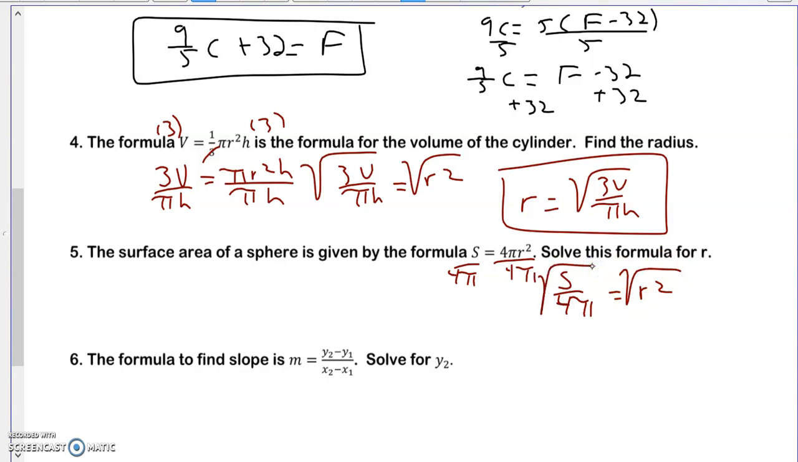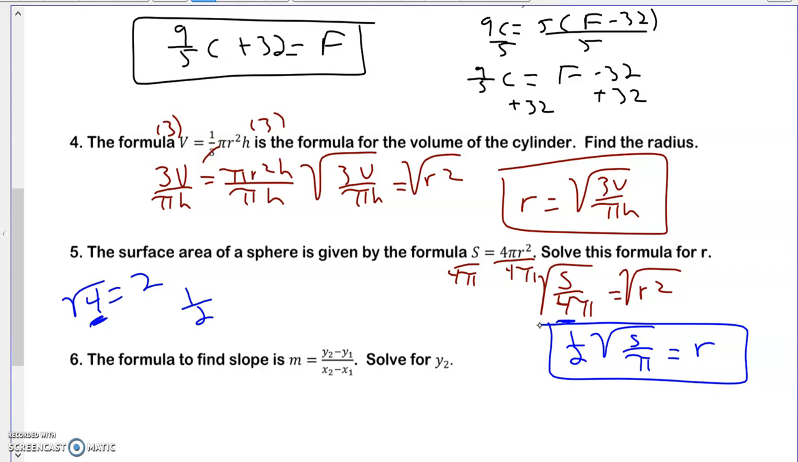When I take the square root on this one, it's special because 4 is a perfect square. We know that the square root of 4 is 2. So that means I got to take that out because perfect squares are what I need to take out. I'm going to take out the 4, but the 4 is on the bottom, so that means it would have to be a half. So when I take it out, I'm going to take 1 over 2. I'm going to leave the square root of S over pi equals r. So that one's a little tricky.